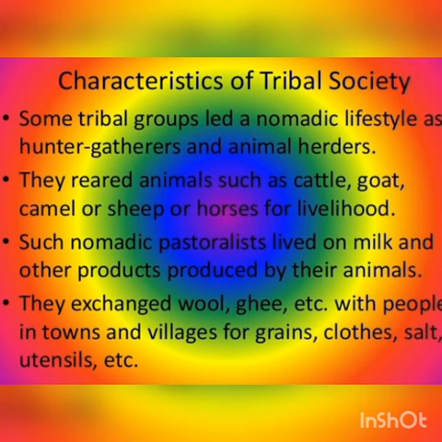Let us read about the characteristics of tribal society. Some tribal groups led a nomadic lifestyle as hunter-gatherers and animal herders. They reared animals such as cattle, goat, camel, sheep, or horses for livelihood. Such nomadic pastoralists lived on milk and other products produced by their animals. They exchanged wool, ghee, etc. with people in towns and villages for grains, clothes, salt, utensils, etc.